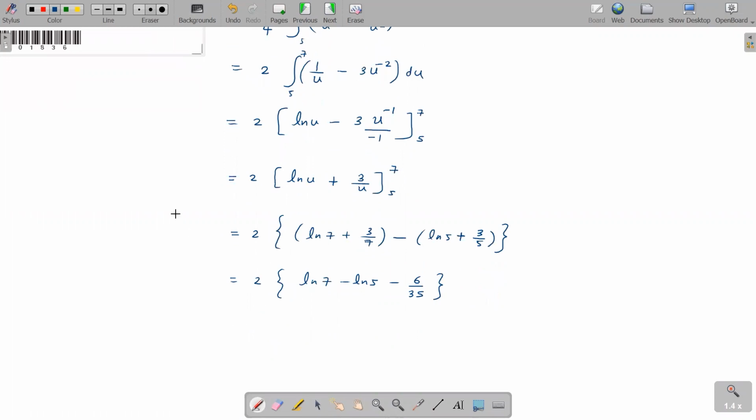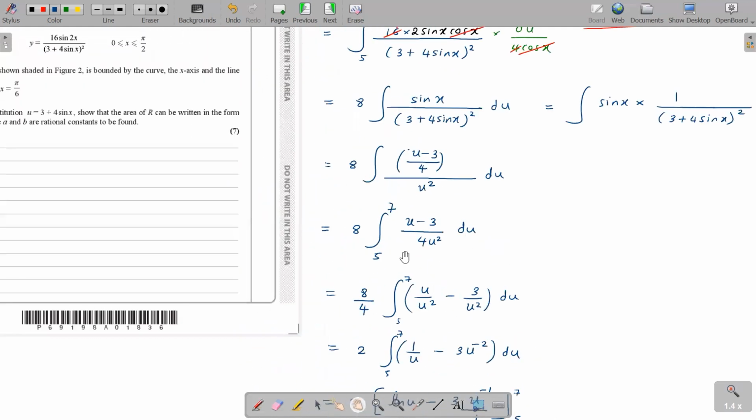Okay. This 2 times ln 7 minus ln 5 is inside, it's 7/5. Now multiply everyone by 2. You get here 2 times ln 7/5 minus 2 times 6/35, which is 12/35.